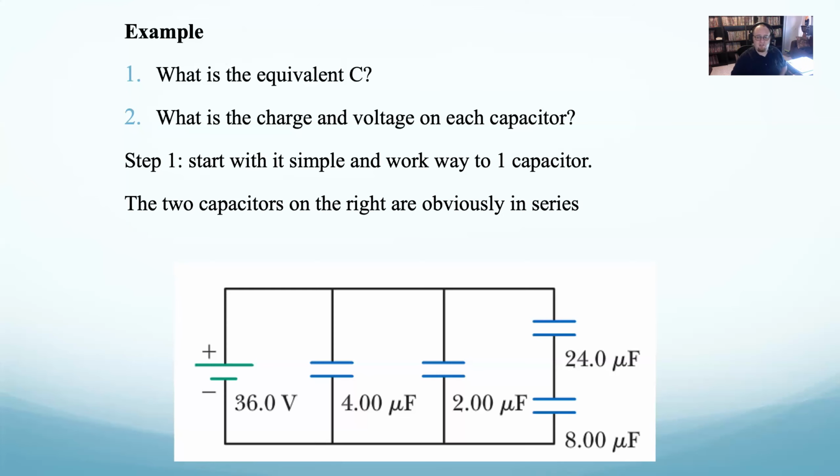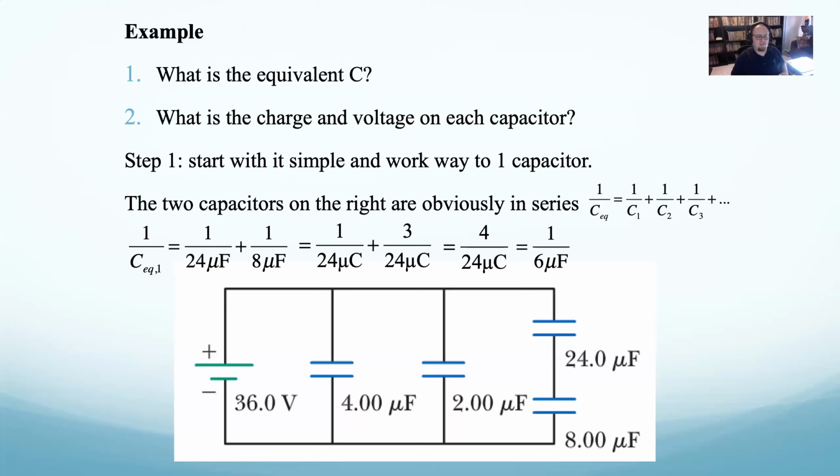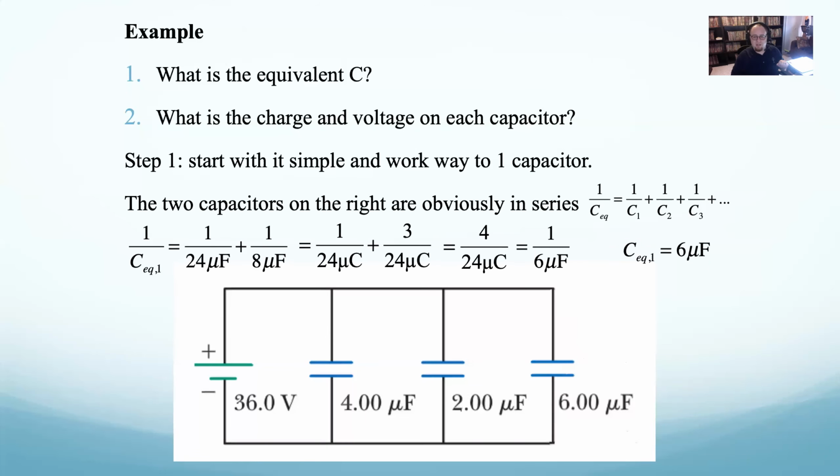So 1 over 24 plus 3 over 24 is 4 over 24, which is the same as a 6th. And so that is the equivalent capacitance. Saying 1 over the equivalent capacitance is 1 over 6 microfarads. So therefore, the equivalent capacitance of those 2 is 6 microfarads. And I can say this circuit right here is the same as this circuit, because these 2 capacitors are the same as one that's 6.